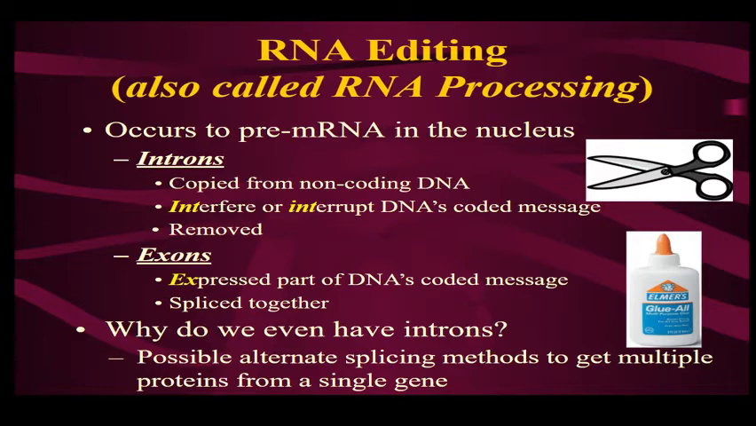Exons are the expressed part of DNA's coded message. So this is the information we want to keep, and these are going to be spliced or glued together. So you might think, why do we even have these introns if we're just going to cut them out and remove them anyway? Scientists think that by having the introns, it could be that we have possible alternate splicing methods where we're able to produce different proteins from one single gene.